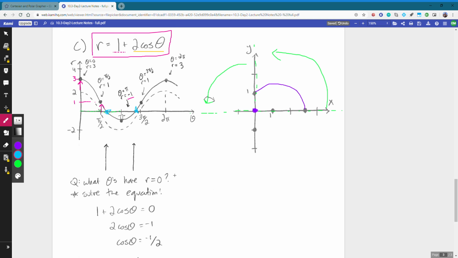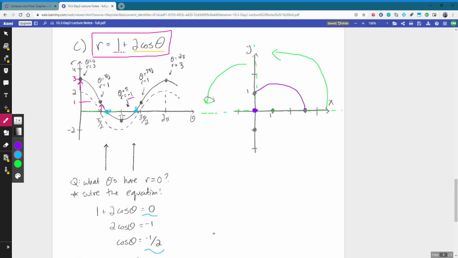And well, that question, what thetas do we have where r equals 0, gives us an equation, right? Here is r up top. We want to know when that equals 0. So we can solve this equation like any other equation involving trig, just hope for the best. Well, here we can actually solve for cosine. Subtract the 1 over, divide by 2.